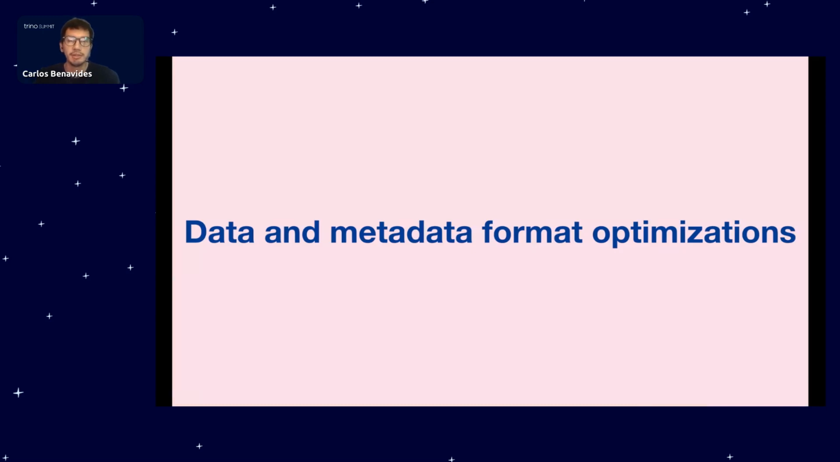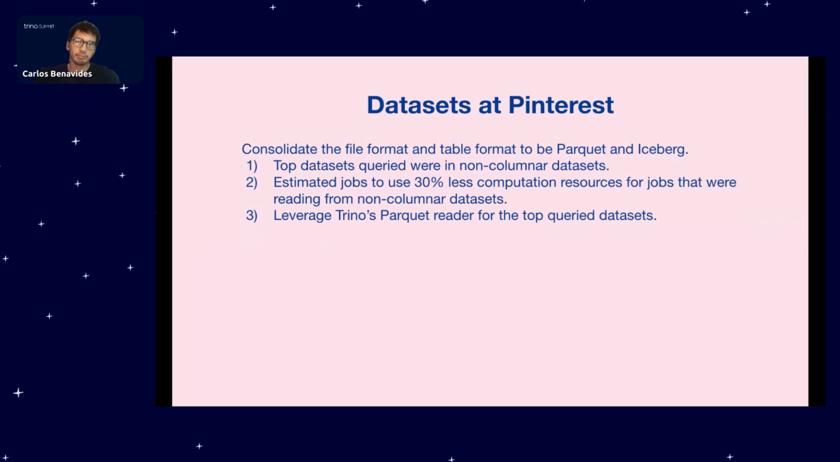So now we can move on to our second optimization, data and metadata format optimizations. Another opportunity for infrastructure cost savings and compute efficiency was that we wanted to consolidate our file format and table format to be Parquet and Iceberg.